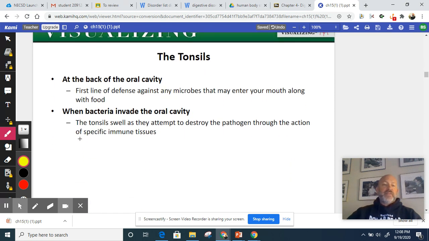In the back of the oral cavity, we have our first line of defense against any undesirables that might be in the food, and this is called the tonsils. All right, so it's inside the tonsils that we have specialized lymphatic cells like macrophages and lymphocytes that are looking for things that want to invade our gut. And they will greet those things. If there are bacteria in the food, that'll activate those cells in the tonsils, and the tonsils will swell as they attempt to destroy the bacteria.